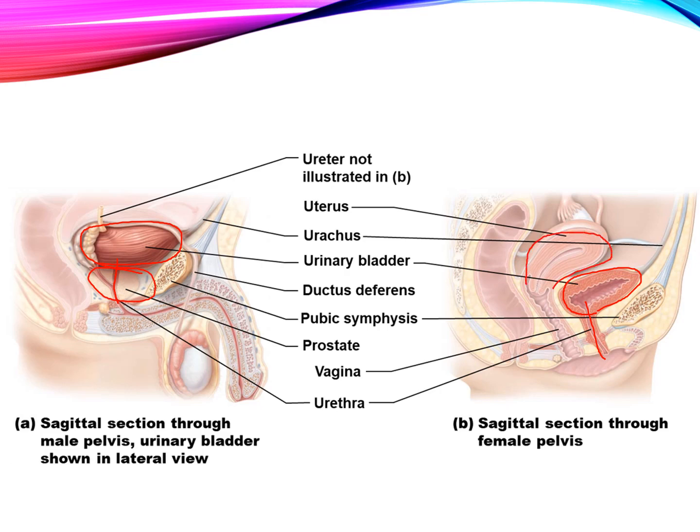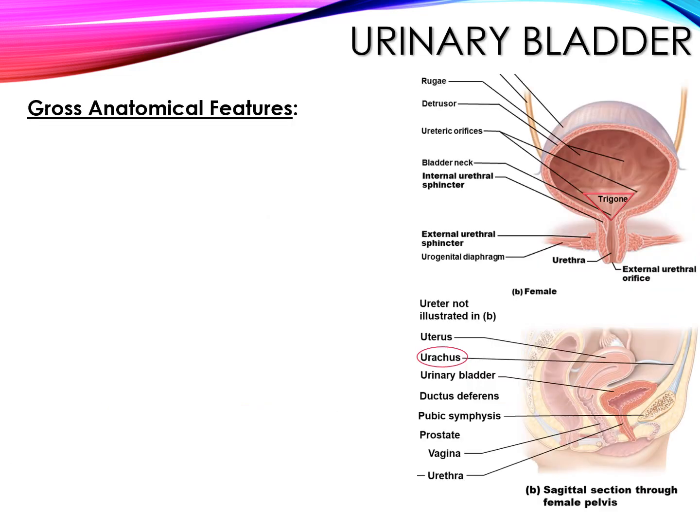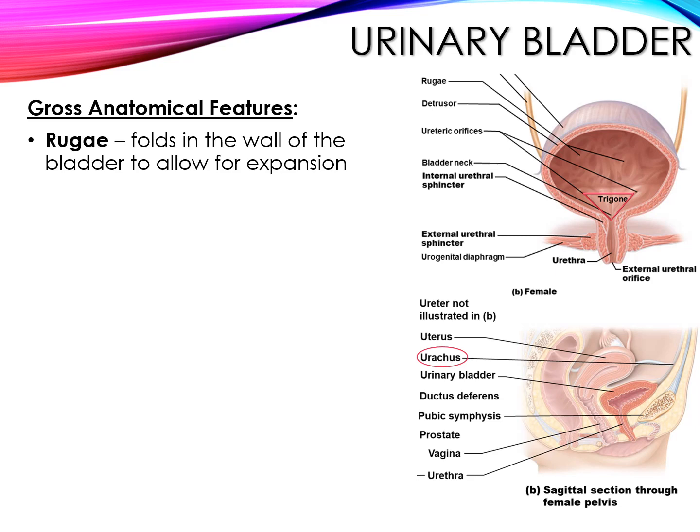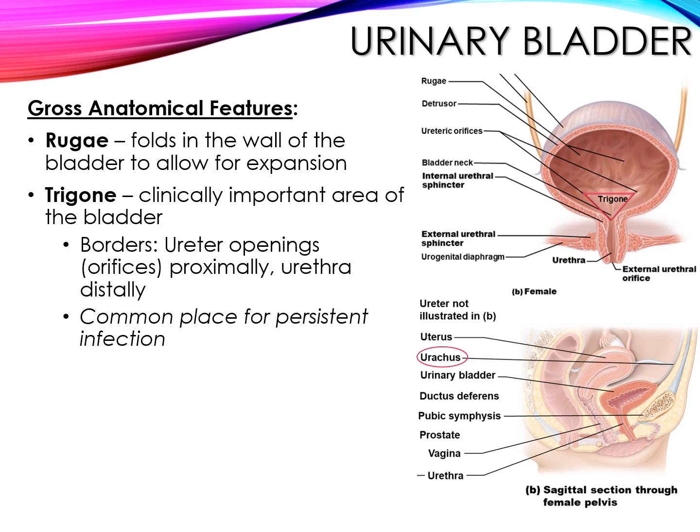So here's that picture of the difference where it sits in the male versus the female. Here's the bladder in the male, and then here's the bladder in the female. So here is the urethra coming out of both, and if you notice, the urethra goes right through the prostate gland in the male, and then the uterus sits right above the bladder in the female.